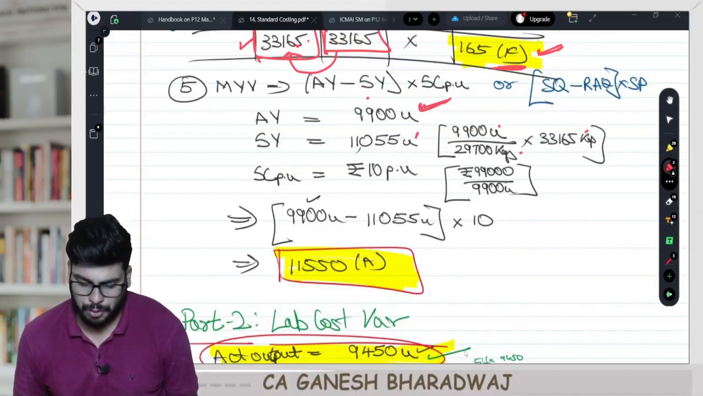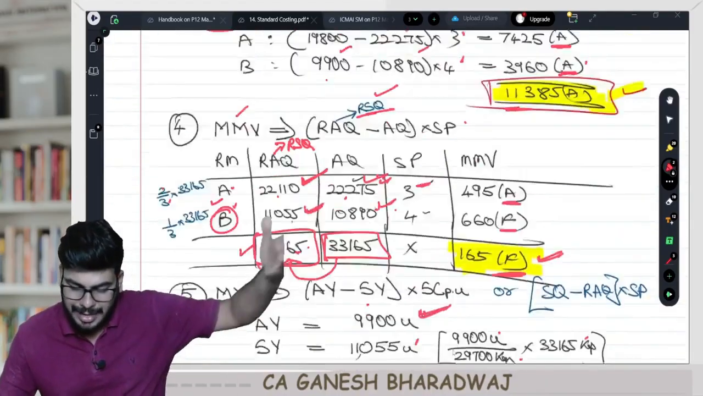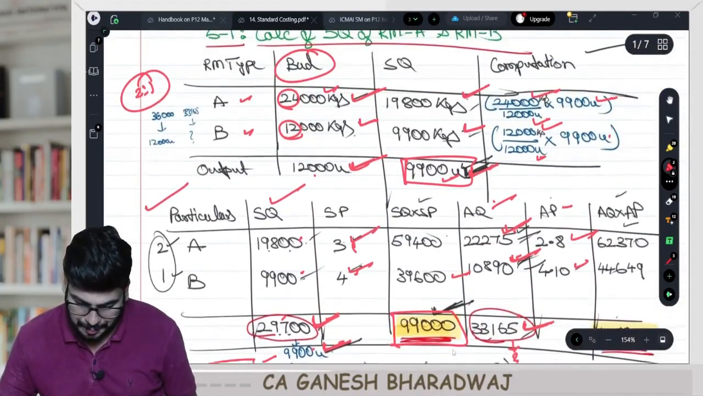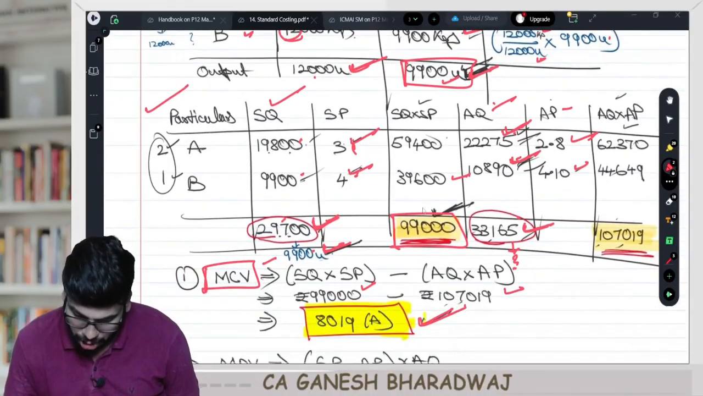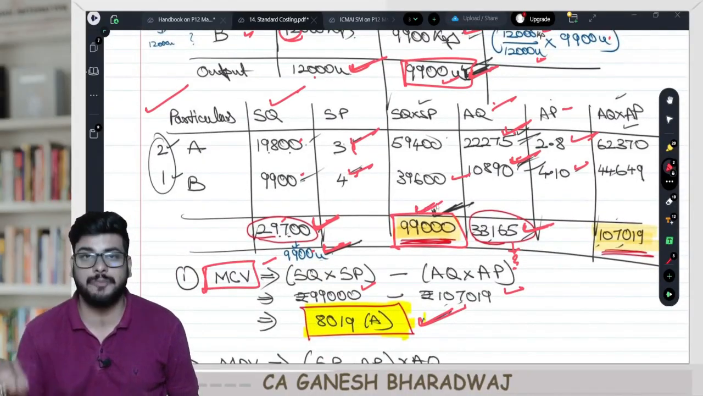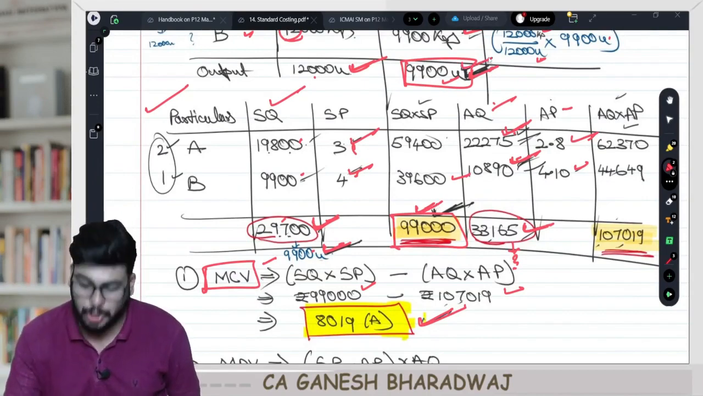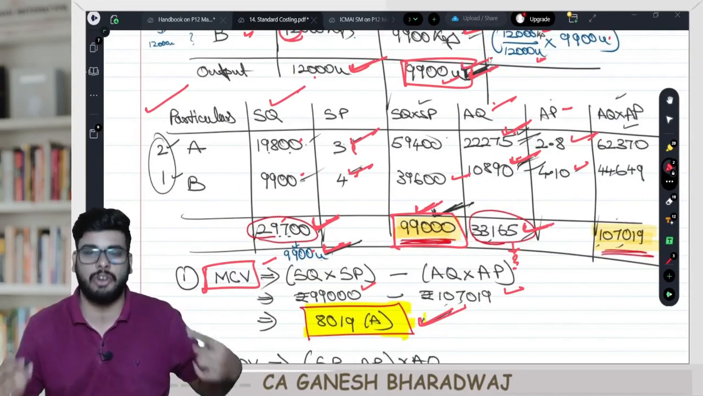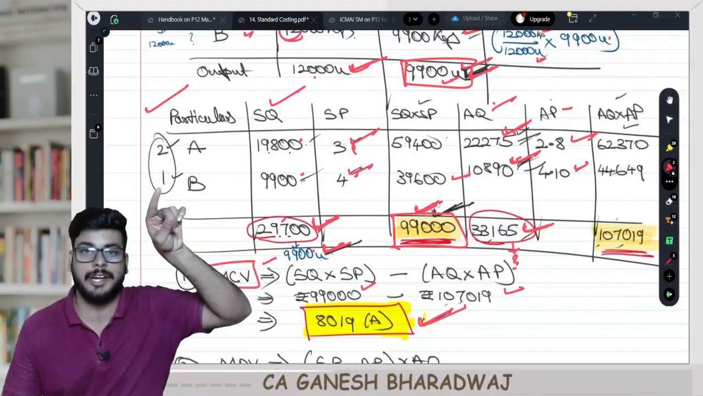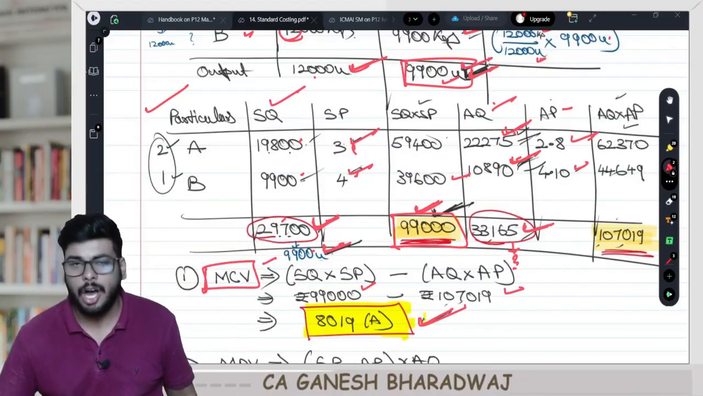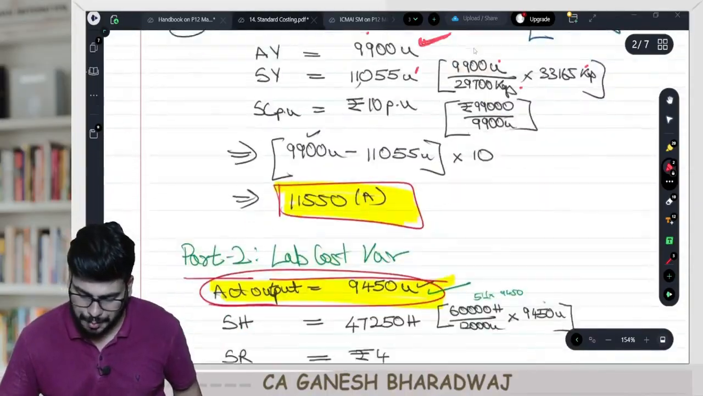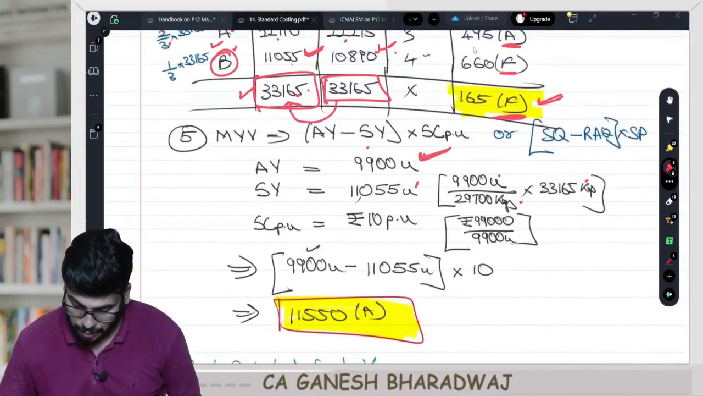Every unit of output costs me the standard cost per unit. Very simple. You go there and find out here. The total cost is 99,000 rupees for an output of 9,900. You are allowed to incur 99,000 rupees for an output of 9,900. For every unit, how much are you supposed to incur? 10 rupees. Are you clear with this? 10 rupees you are allowed to incur.